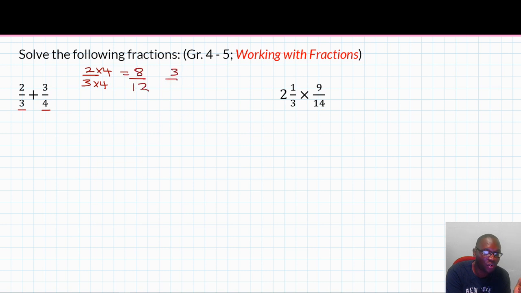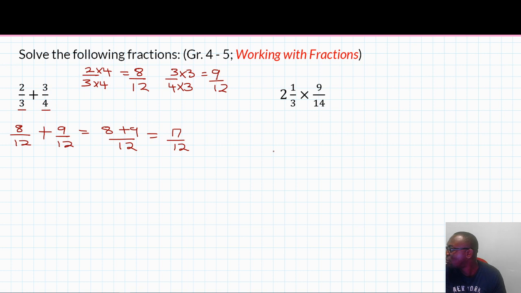And then I have 3/4. I'm going to multiply 4 by 3, so I have to multiply 3 by 3. I have 9/12. So now I have 8/12 plus 9/12. Now that I have a common denominator, I can add my numerators together. So I have 8 plus 9 over 12, which is equal to 17/12. So we got that answer. All right, perfect.